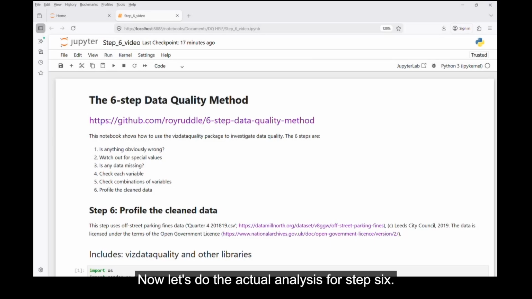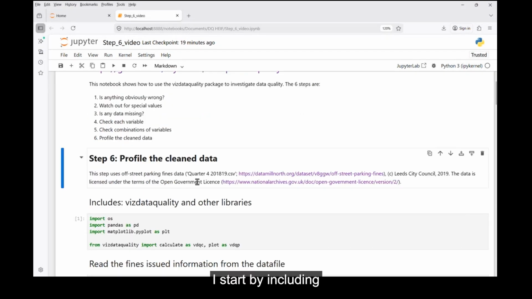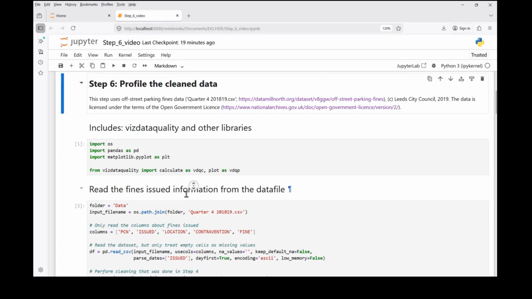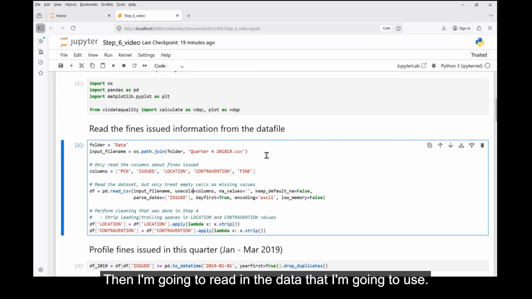Now let's do the actual analysis for step 6, and for that I'm using a Jupyter Notebook. I start by including Viz data quality and the other libraries that I need. Then I'm going to read in the data that I'm going to use.